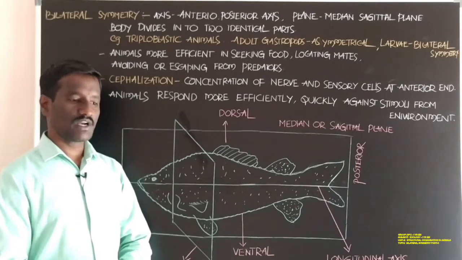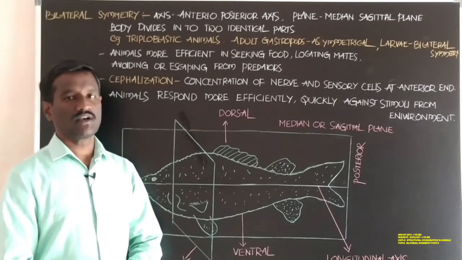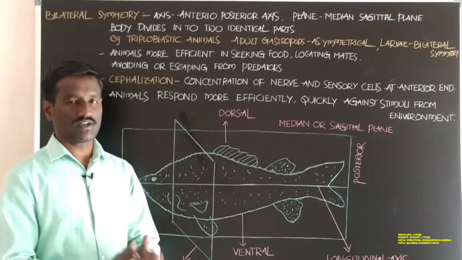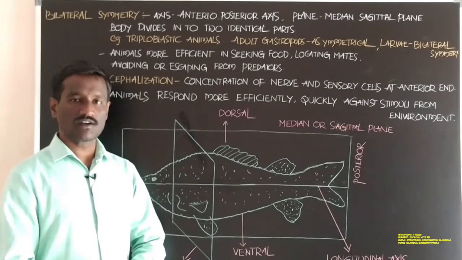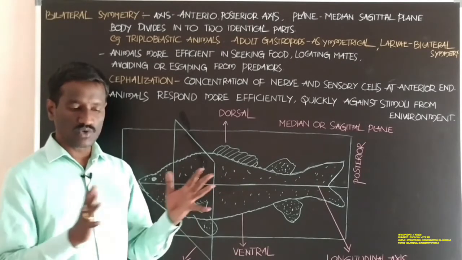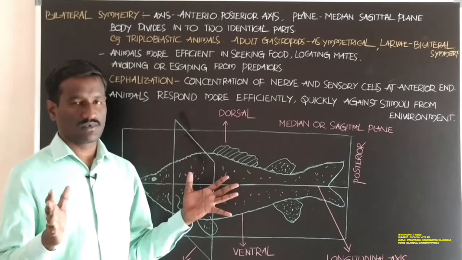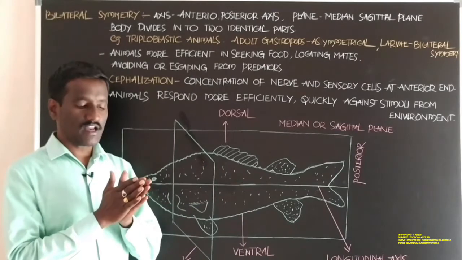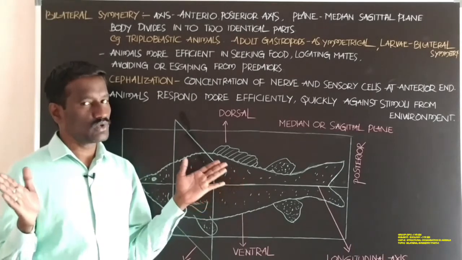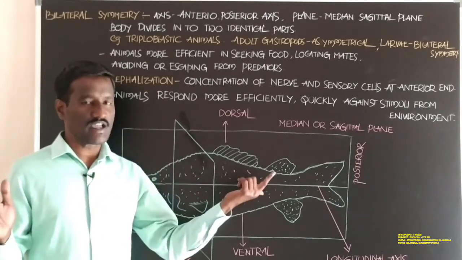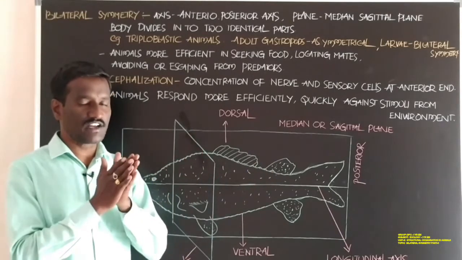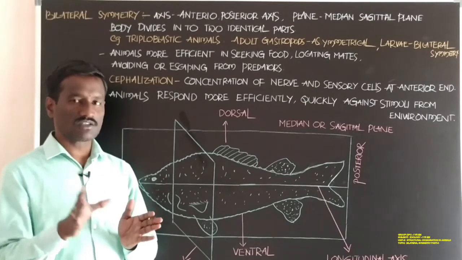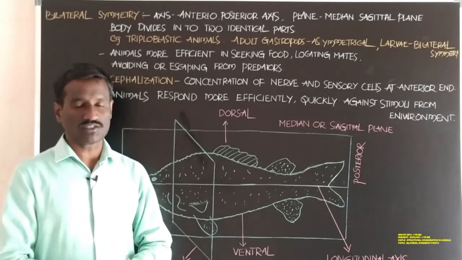The first one is asymmetry. Asymmetry means the animal does not show any type of symmetry. The animal cannot be divided into two equal parts by any plane passing through the central point of the body, because the animal does not have a definite shape. Examples are sponges and adult gastropods.